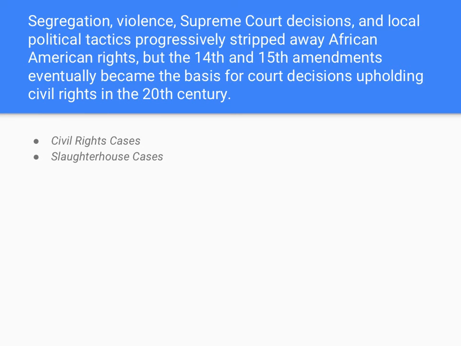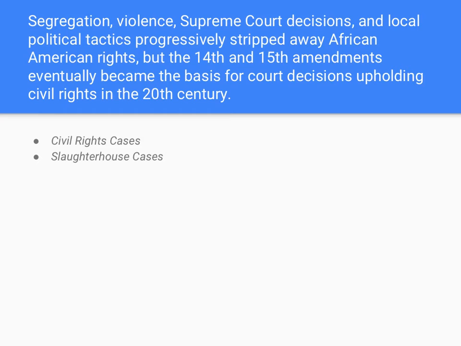But unfortunately, adding those amendments to the Constitution did not stop constitutional conflict over the rights of African Americans. And in fact, as this key concept reads, segregation, violence, Supreme Court decisions, and local political tactics progressively stripped away African American rights, but the 14th and 15th Amendments eventually became the basis for court decisions upholding civil rights in the 20th century. So we'll get to the 20th century a little bit later in our review, but I wanted to focus on these Supreme Court decisions that stripped away African American rights.